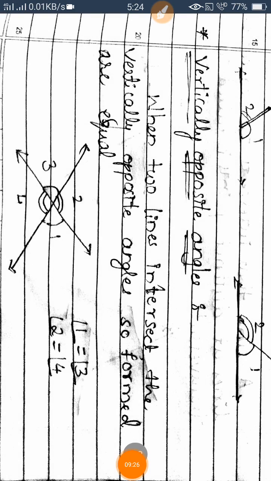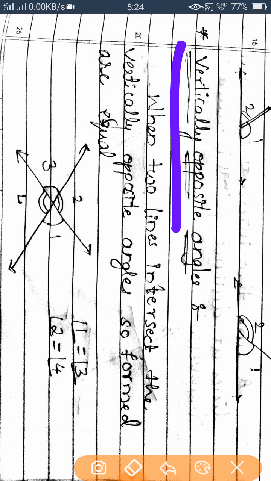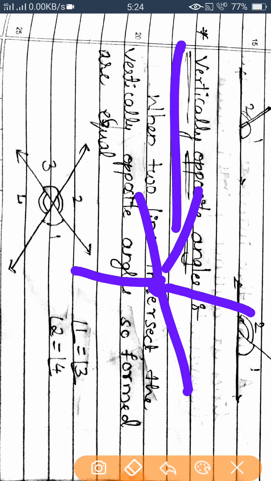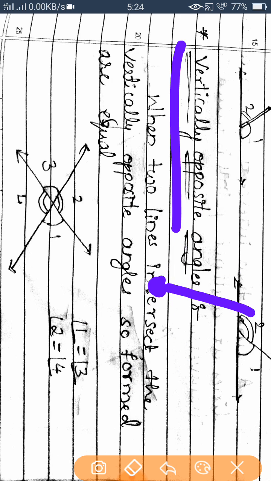Then the next very important thing, pair of vertically opposite angles. See, the word's name itself indicates it. Vertically means vertex. A vertex is a point. We say vertex when it creates angles. It may be like this, like this or like this. So this is called a vertex when two lines join, or more than two lines join.